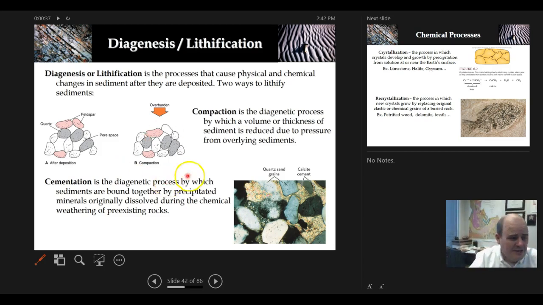Whereas cementation is the process in which the sediments are bound together, because as water flows through them, there are ions in that fluid that precipitate together to form a kind of cement. So, for example, this is a calcite cement in the middle of these sand grains, or you can even have silica cements inside of the sand grains.